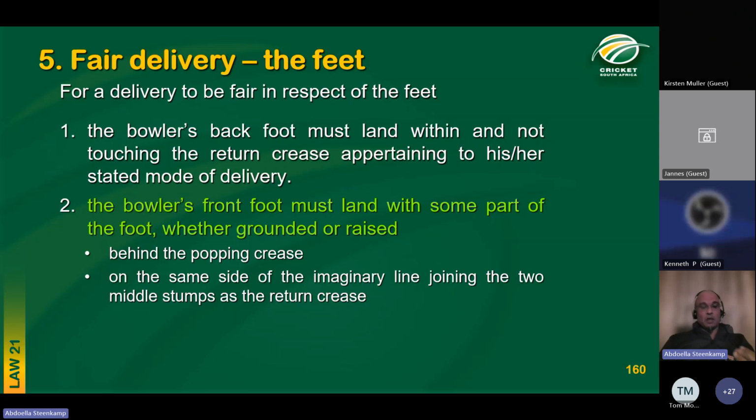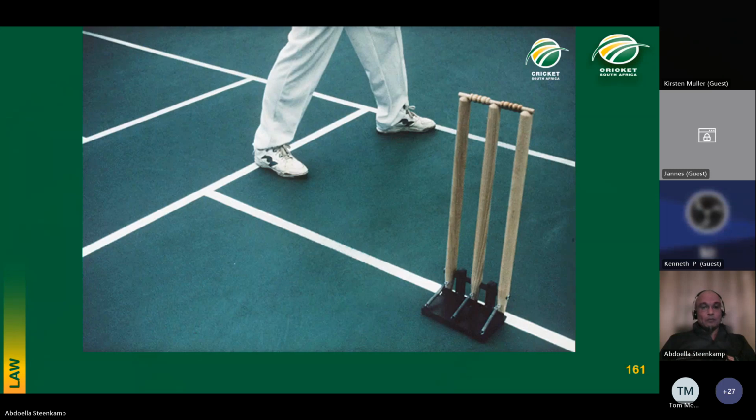The second bullet point speaks about it also being a no ball if the front foot is on the same side of the imaginary line joining the two middle stumps. There's a picture in later slides that will illustrate bullet point number 2 clearly. We'll get back to bullet point number 2. Let's look at a few pics to illustrate how points number 1 and 2 work. So just to recap, when it comes to the front foot, we look at the popping crease. When it comes to the back foot, we look at the return crease.